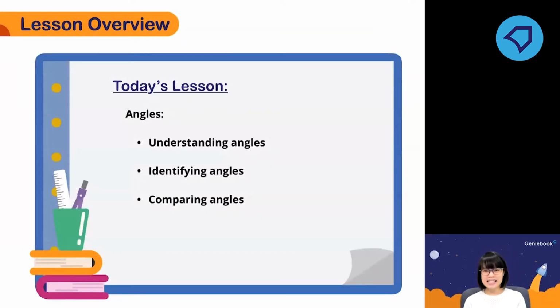So for today's lesson, angles will only be one lesson, okay? Today we'll cover everything that we need to know about angles. We're going to understand what an angle is, learn how to identify angles, and then compare angles, okay? It is relatively easy, okay?